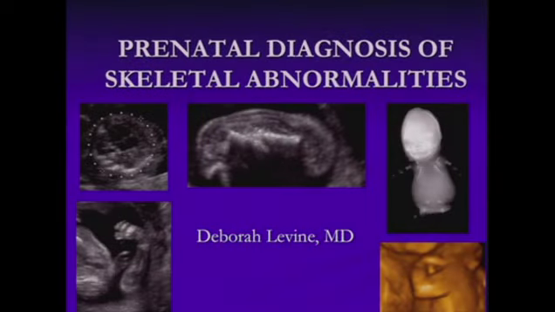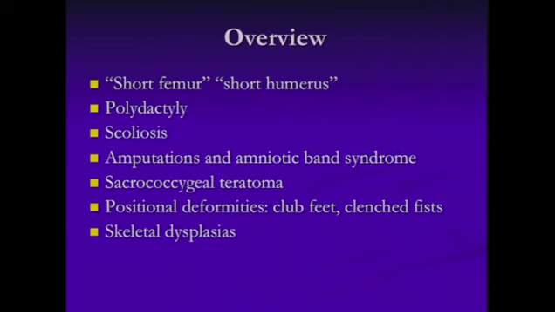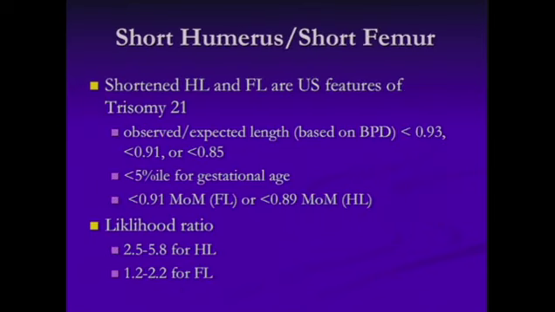Hello, today I'm going to be talking about prenatal diagnosis of skeletal abnormalities. Now, when we do obstetric ultrasound, probably the most common thing that we'll see is a short humerus or short femur. So I'll be talking about those, particularly with respect to Down syndrome. But then I'll also be talking about abnormalities such as polydactyly, scoliosis, amputations and amniotic band syndrome, sacrococcygeal teratoma, positional deformities, for example, club feet and clenched fists, and then finally, skeletal dysplasias. So let's start with the short humerus and short femur.